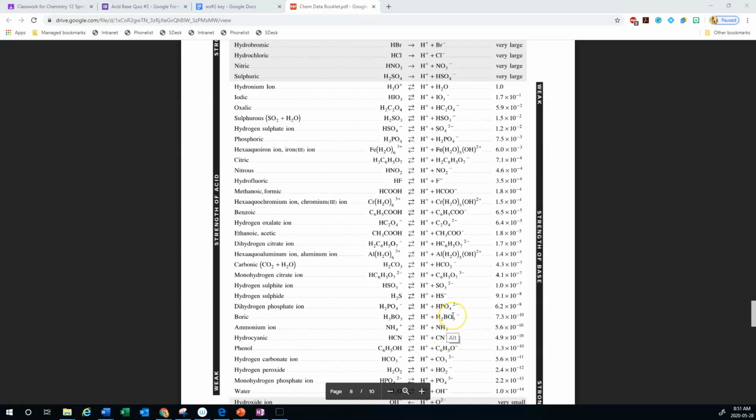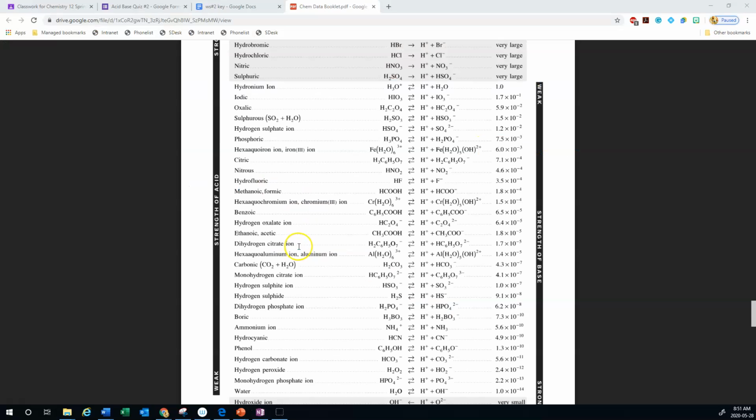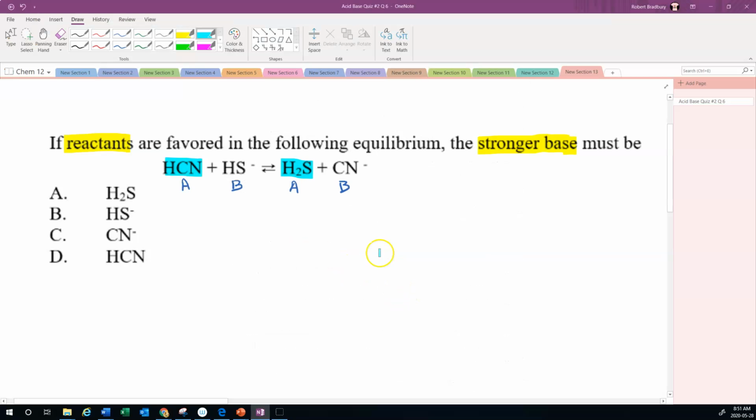Now if we go back to here, what did we say? We said the strongest acid was H2S. So here we would have H2S as our strongest acid. Okay, but we said that the opposite, the strongest base, is going to be CN-. So what is this going to do? This is going to drive the equation towards the reactants.